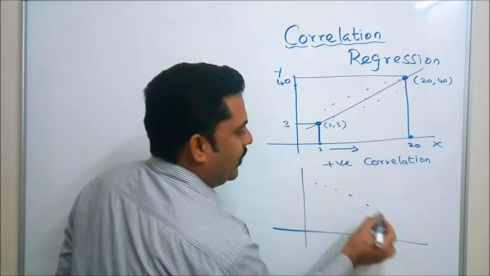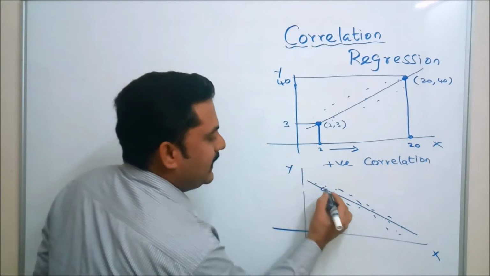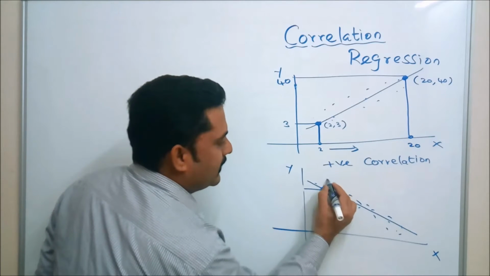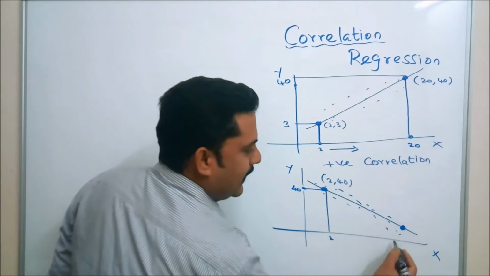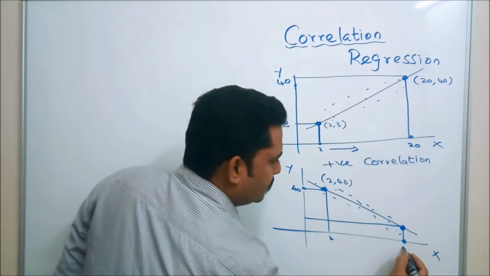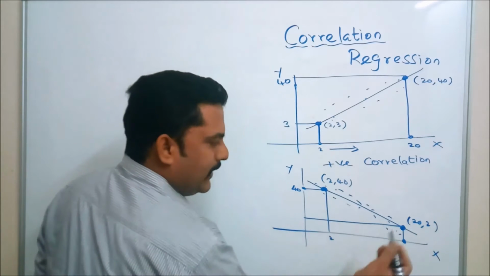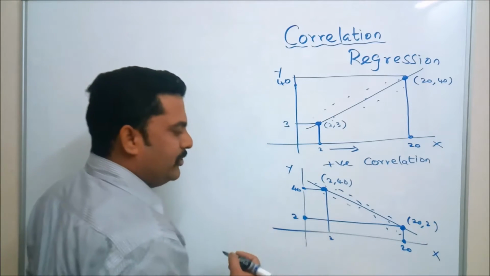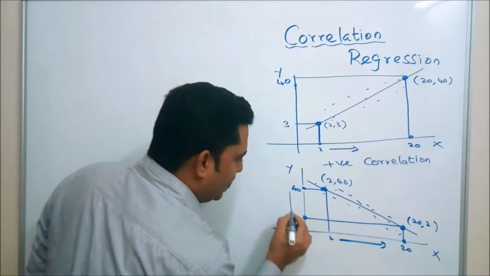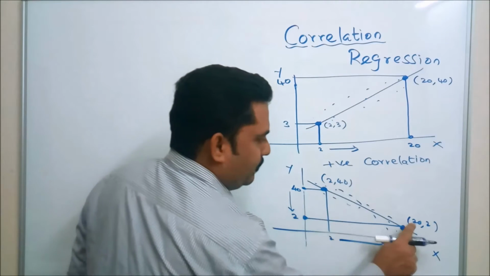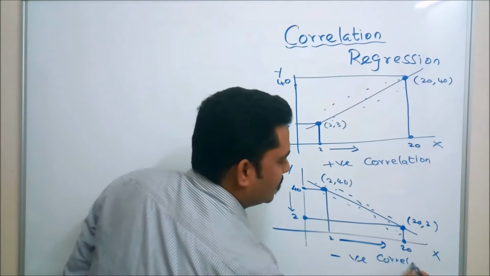Consider the next one. If the values of x and y are like this, and if we fit a straight line like this, take a point over here, for example 2, 40. So this x value will be 2 and this y value will be 40. Take another point from here, some 20, 2. So this x value will be 20 and this y value may be 2. Hence, as x increases from 2 to 20, y tends to decrease from 40 to 2. And hence we can call it the negative correlation.